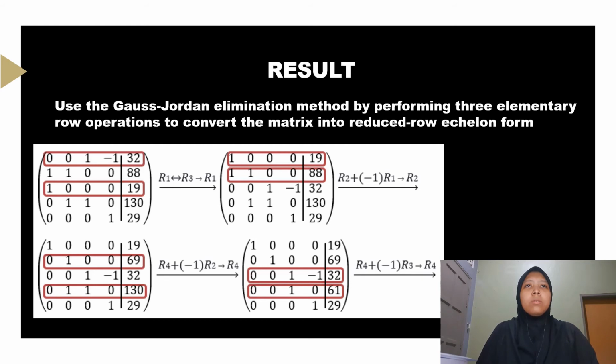Therefore, we need to multiply the second row with negative 1 and add it to the fourth row. Now, all the entries below it are zeros. Now we move to the third row.